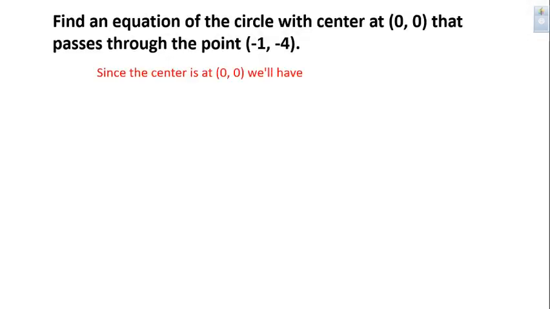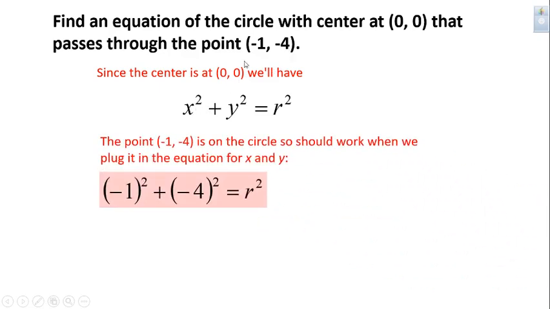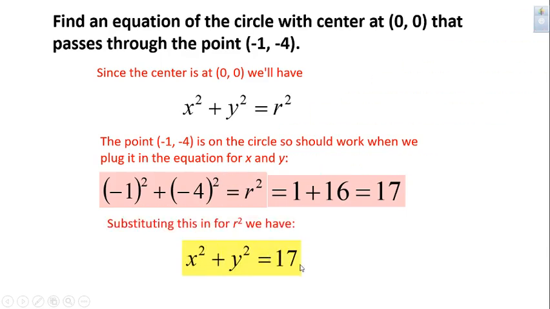So what we do is we write our equation, and we already know the center is 0, 0, so h and k are 0, so the equation becomes x squared plus y squared equal to r squared. Now, to get the form of the equation, we need to figure out what r squared is. That's not a problem, because we have a point on the circle: x coordinate negative 1, y coordinate negative 4. So what I will do is substitute for x, negative 1, and for y, negative 4, and solve for r squared. When I do that, I get that r squared is 17. The equation becomes x squared plus y squared equal to 17.